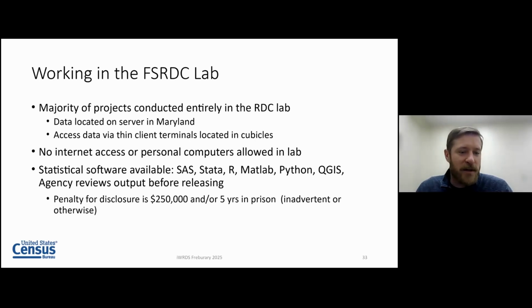And then a nice friendly reminder here at the end that there is a penalty for disclosure of $250,000 and/or 5 years in prison. The good news is we put in a lot of security and fail-safes throughout this whole proposal process and working from the labs. We make it very difficult to accidentally disclose information. So as long as you follow our guidelines, data will be protected.